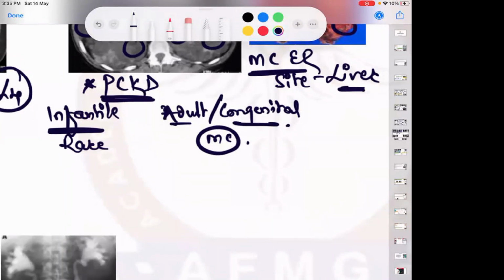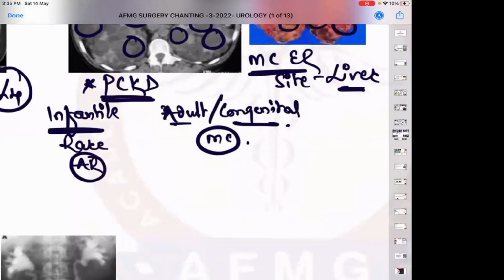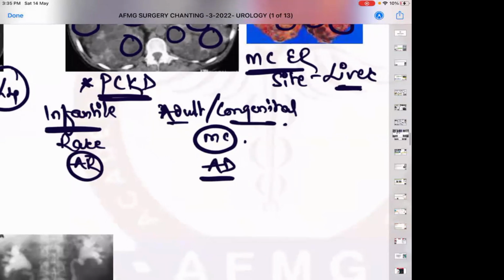Now please tell me. The pattern of inheritance of infantile PCKD is. Jaldi say. Infantile, as you know, for infantile PCKD it is autosomal recessive. But for adult or congenital PCKD it is autosomal dominant. Okay? No issues with this.